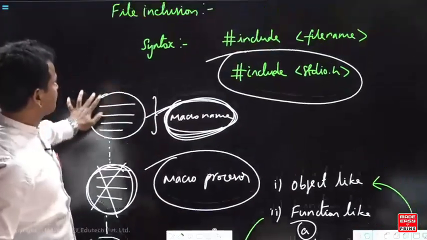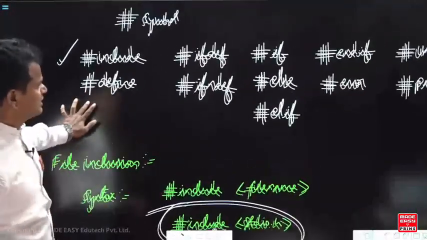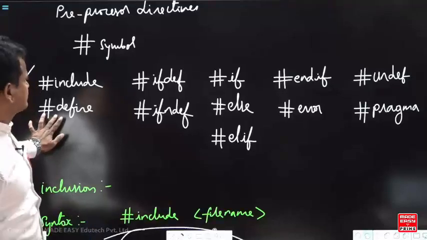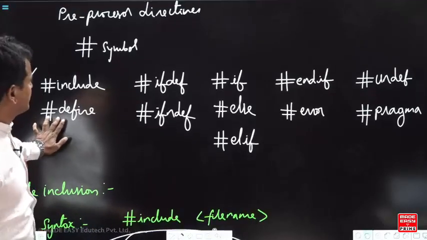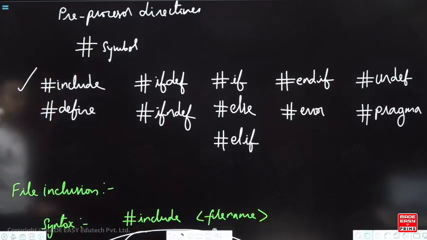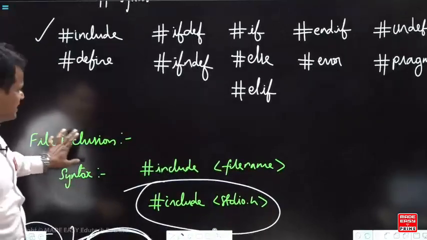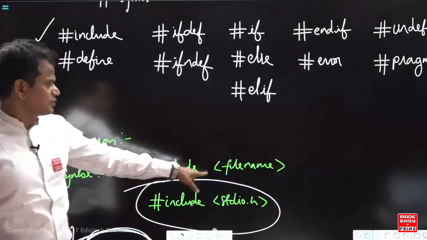So I am giving you the directives that are used in pre-processing. #include, we have done. This is used for file inclusion. The syntax is #include file name.